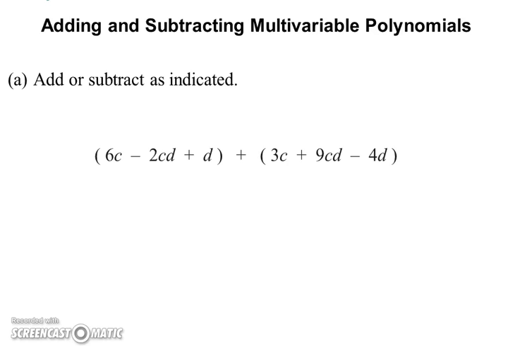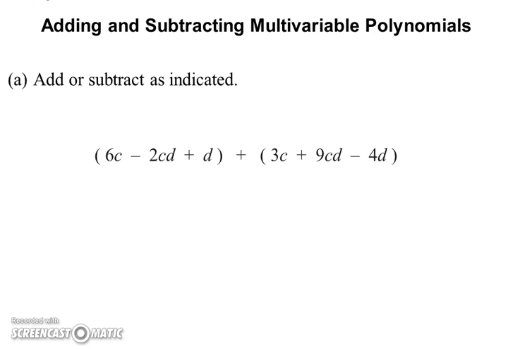Notice in this polynomial we have two variables, C and D. Up till now, all the examples we've done have had one variable in them, like x or y, but never more than one variable. So here we have an example with two variables. The problem is asking us to add.